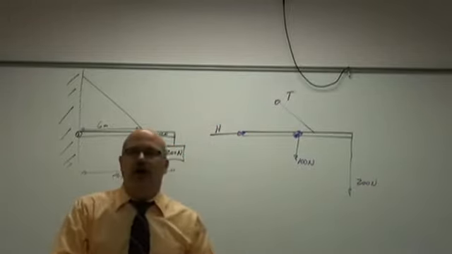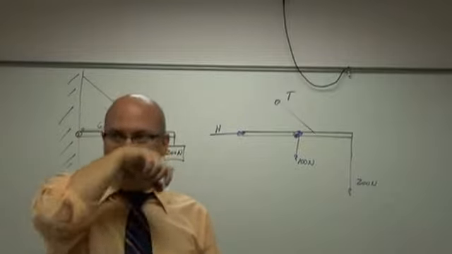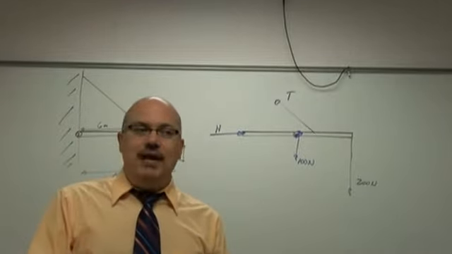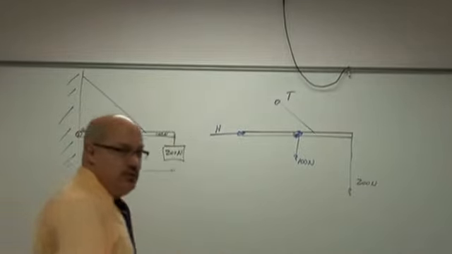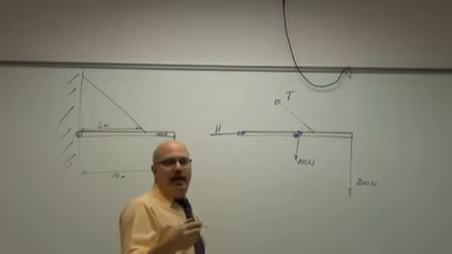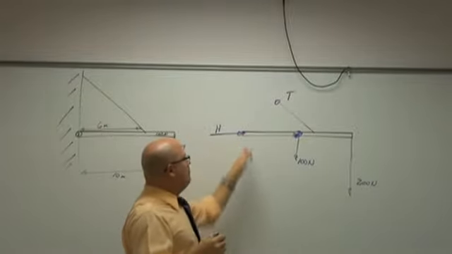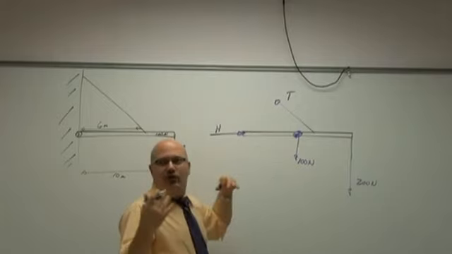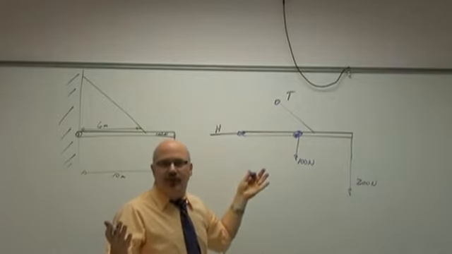Now, we're going to call that H for the horizontal force. Now, there might be another force at this hinge, keeping this end from moving up and down. Now, I don't know which way that's going to be. Do you have a guess?